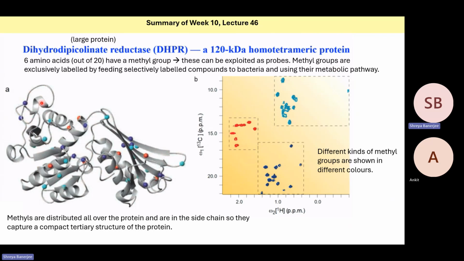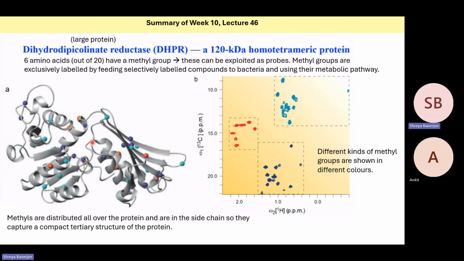So instead of labeling all the 15N or 13C, we exclusively label the methyl group with 13C. So methyl is CH3, that C is made into 13C. So there are ways of doing this by selectively labeling some compounds and feeding them to bacteria, and making use of the metabolic pathway of the bacteria to exclusively label only the methyl groups of the amino acids.